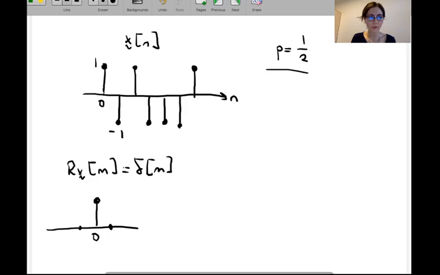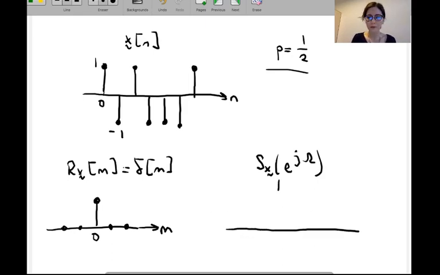It's 0 everywhere else. And now if you consider the power spectral density of this process, let's find S_x of e to the j omega. It means we are taking the DTFT of the autocorrelation function, but the DTFT of the impulse is a constant value, an impulse of strength 1. So we get a power spectral density that's constant everywhere, taking the value 1 for any discrete-time frequency omega.